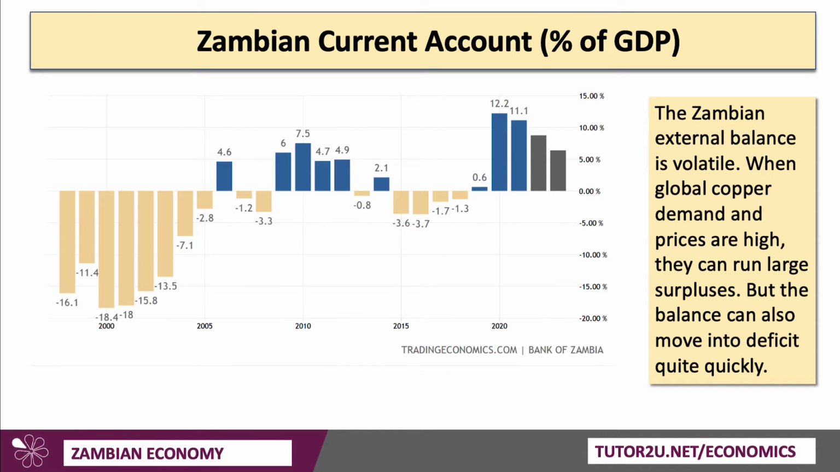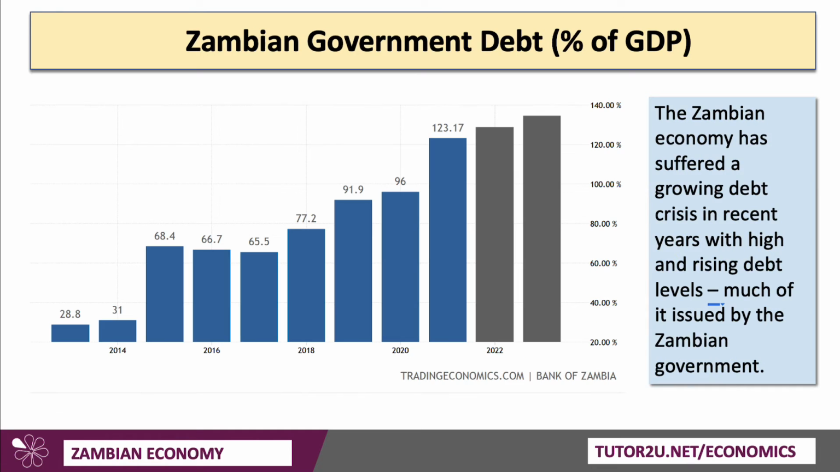Now, as a result, the balance of payments. So Zambia relies heavily on copper exports, a big part of their GDP, a huge part of their exports. Of course, that makes the country vulnerable to fluctuations in the world price of copper. So the Zambian external balance, the current account, is volatile, as this chart shows. When world copper demand and prices are high, they can run external surpluses, as they did in 2010, 2011, and again in 2020. But the balance can also move quickly into deficit.